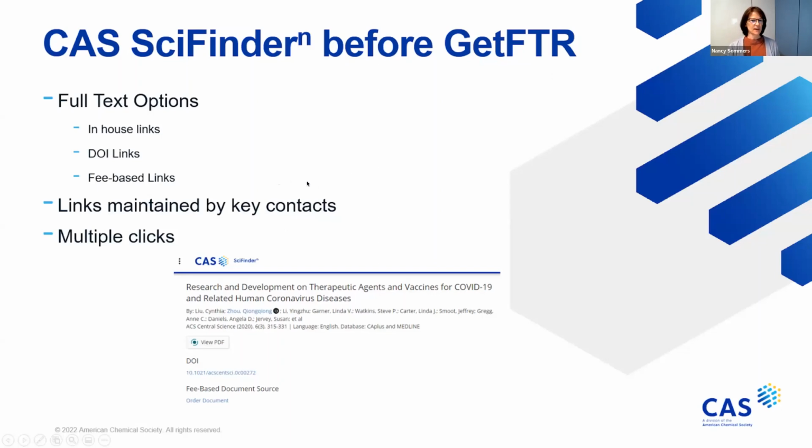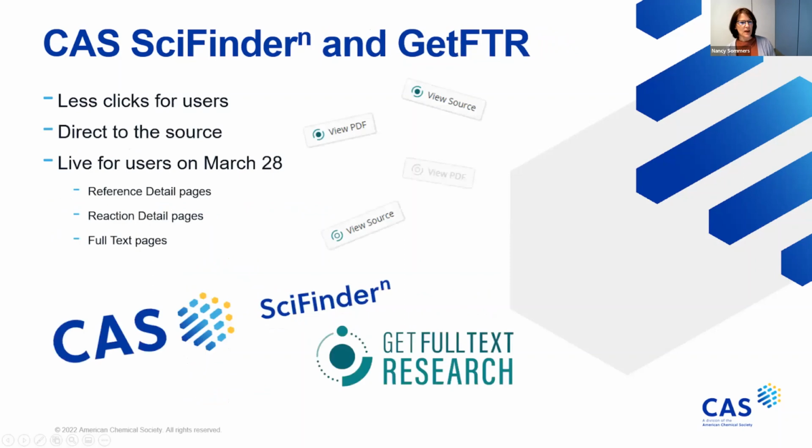So the integration of GetFTR was really intriguing to us. You can go to the next slide. We were really excited: fewer clicks for our users, as we've been talking about. It takes them directly to the source. We went live with this on March 28th. It is on our reference detail pages, our reaction detail pages, and our full text pages. We do have different views. So if you see, there's the view PDF with the solid green, view source. That helps our users know if they have 100% access, the full green dot. As you see on the GetFTR site, that means that they're 100% authenticated.